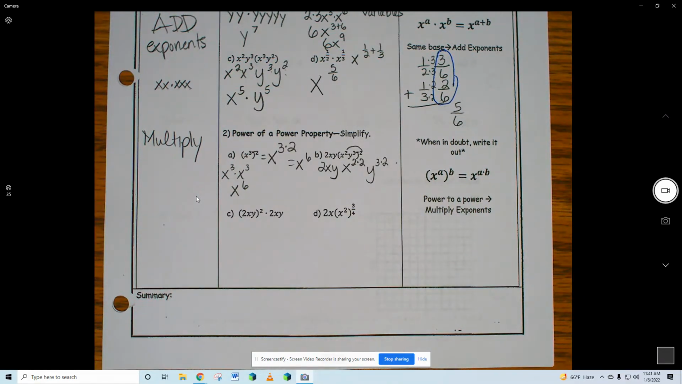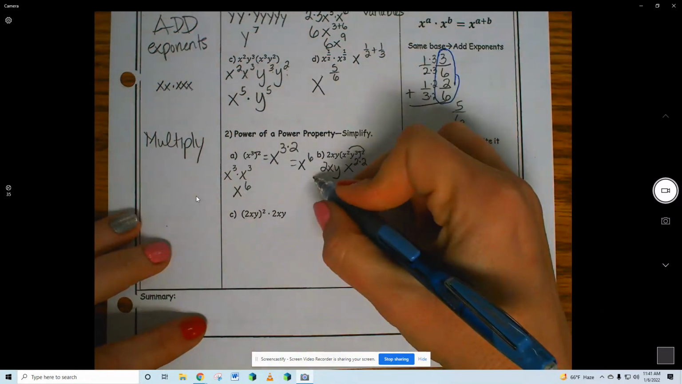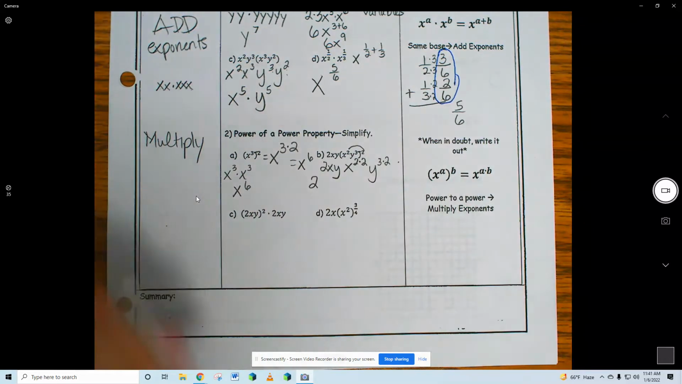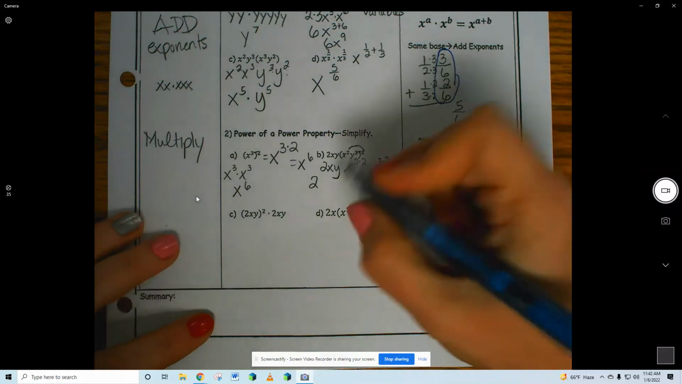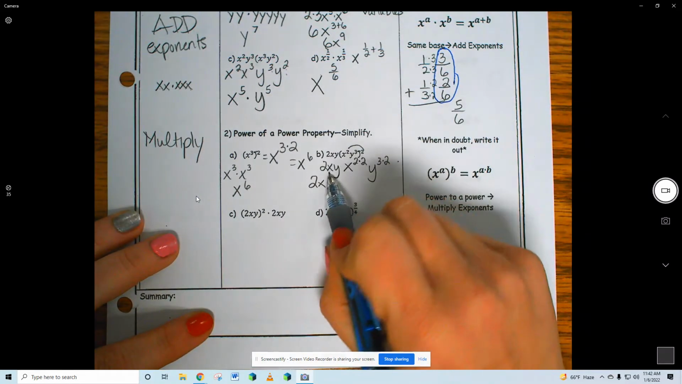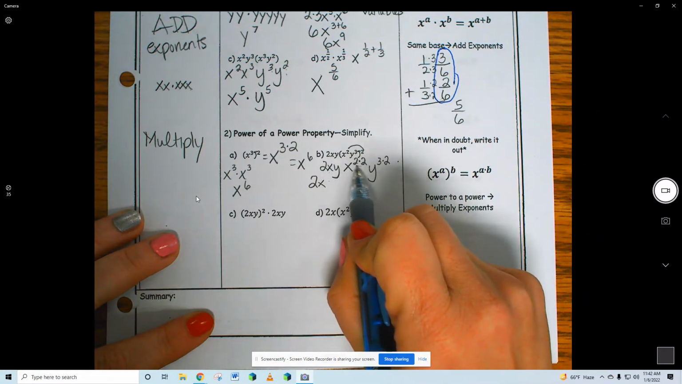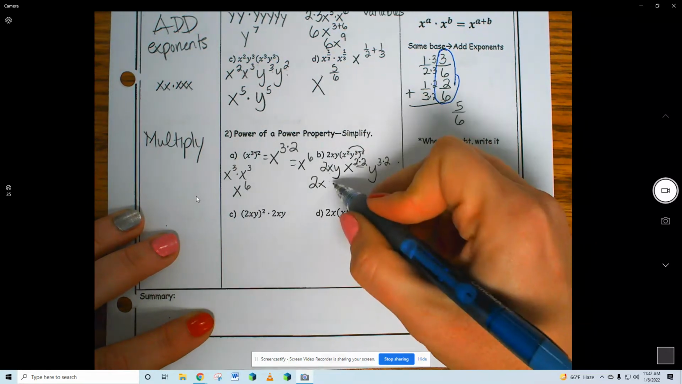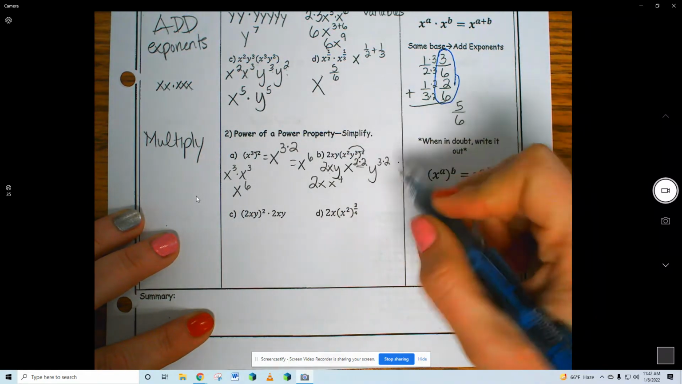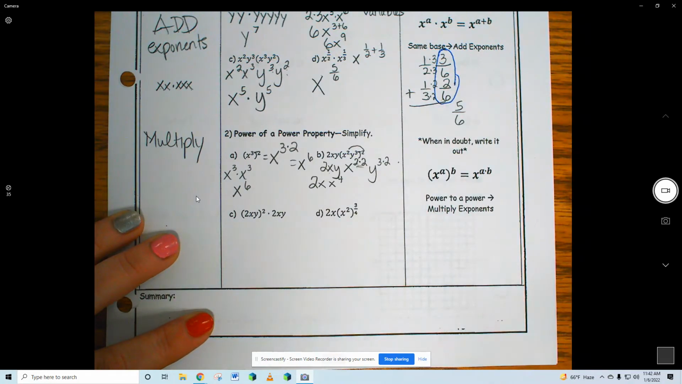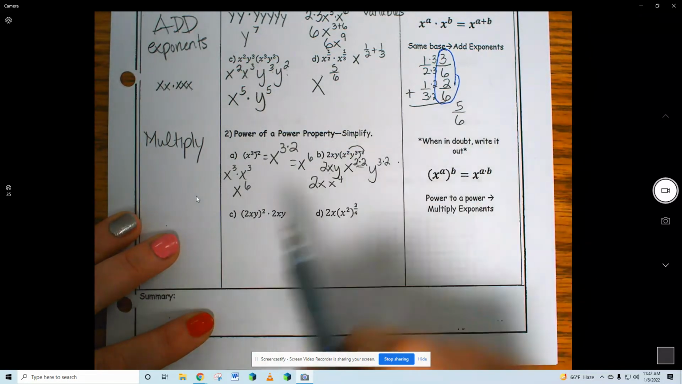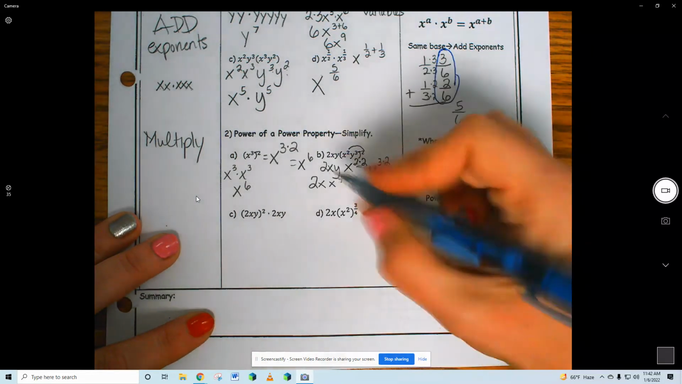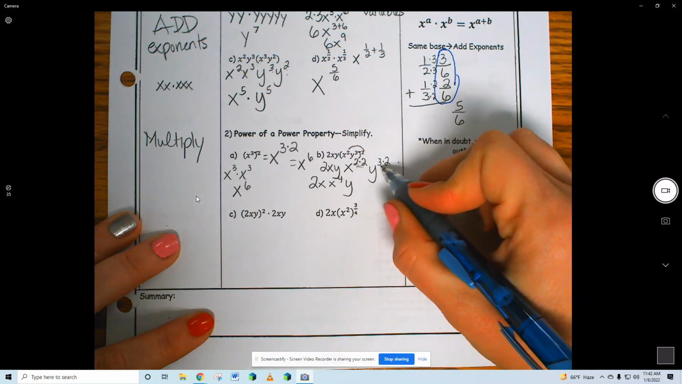So let's get all the x's together. Let's get all the y's together. The 2 is all alone in front. Categorize and get all the x's together. X to the first, right here. X to the 4th, right? 2 times 2 is 4. And then let's put the y's together. Starting at the beginning. Y to the first, and then y to the 6th.